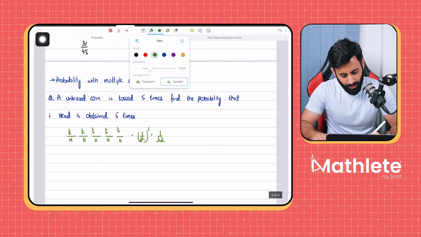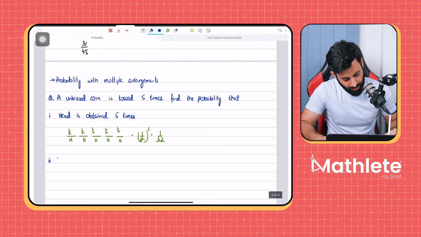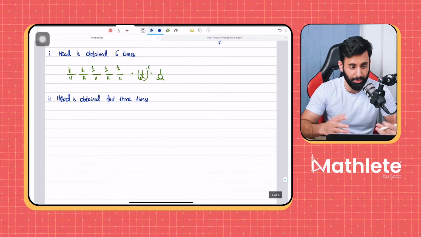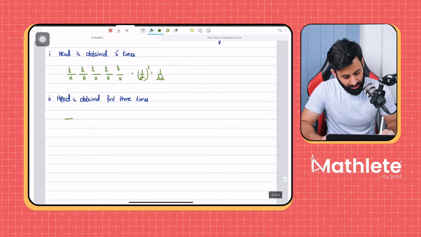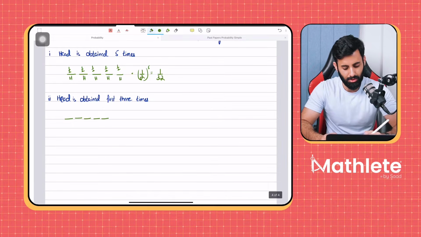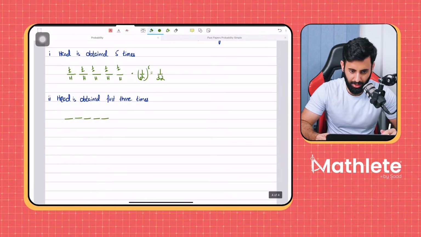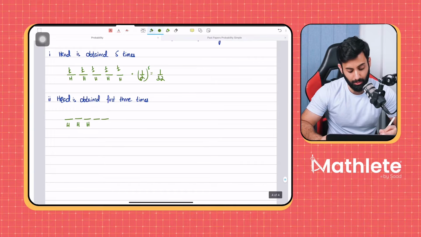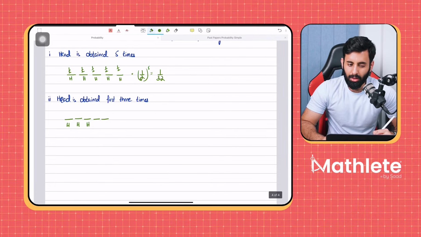Okay? Now, let's do the following part where it says that head is obtained the first 3 times. Okay. Now, let's write down how we can meet this condition. If head is to be obtained the first 3 times, what should we get? What should we get in the remaining 2 tosses? If head is to be obtained the first 3 times, what should happen in the remaining tosses? Head, head, head. What about the fourth and the fifth toss? Does not matter.